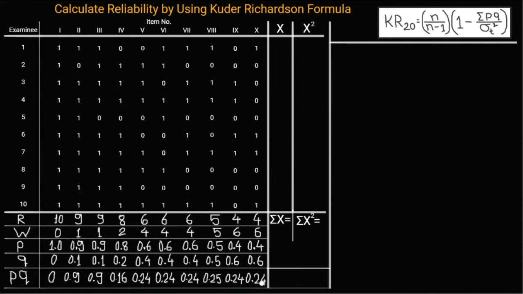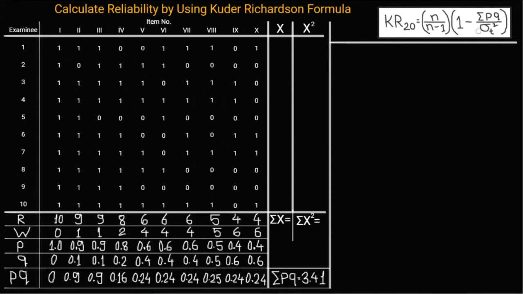Okay, now we look at our formula. There is a summation of PQ. Let's calculate the summation of PQ. Okay, so 0.09 plus 0.09 plus 0.16 plus 0.24 plus 0.24 plus 0.24 plus 0.25 plus 0.24 plus 0.24 equals, so summation PQ is 3.41. Now if we go back to our formula, we see that we have already got the summation PQ. But below we can see the variance of test scores, which we have not calculated yet.